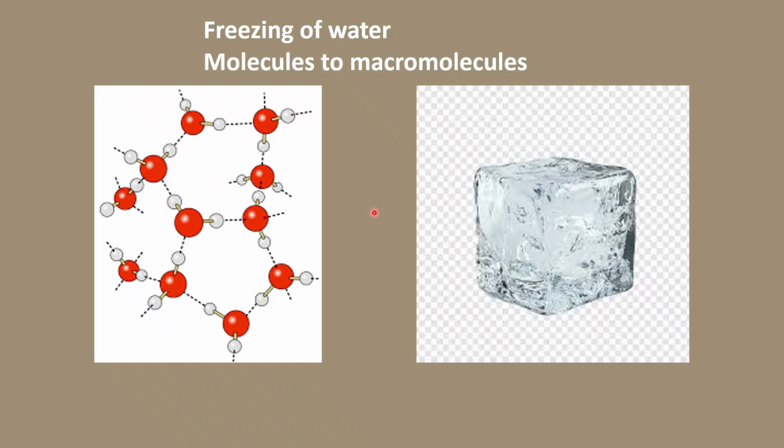So from 4 degrees down until it freezes to ice at 0 degrees, the macromolecules are being formed, giving more volume and lower density. And when you finally come to 0 degrees, when water freezes to ice, you get these perfectly formed macromolecules, and they take up more space than individual molecules. So the volume of ice is more than the volume of water, and the density of ice is less than the density of water, and ice will float on water.